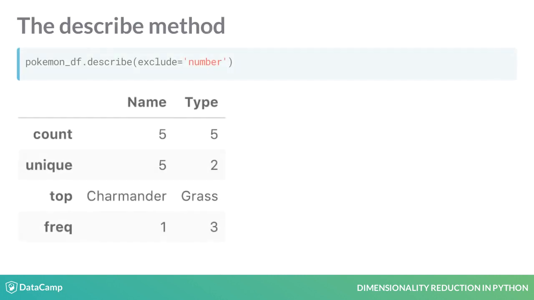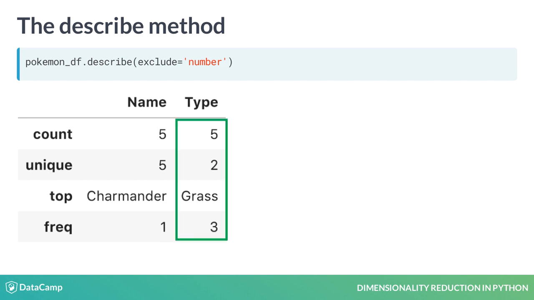We can tell describe to do the opposite by passing number to the exclude argument. We'll then get summary statistics adapted to the non-numeric data. We can see that in the 5 observations there are only 2 unique types of Pokemon. The top occurring type is grass, since it's in the type column 3 times.